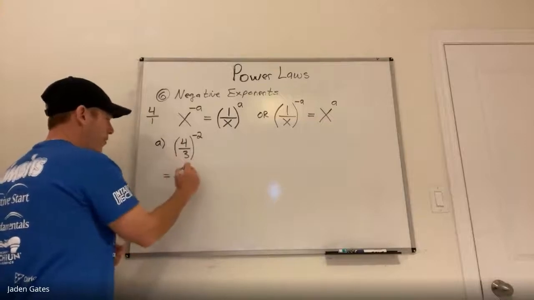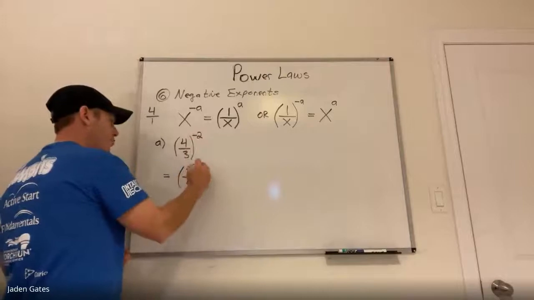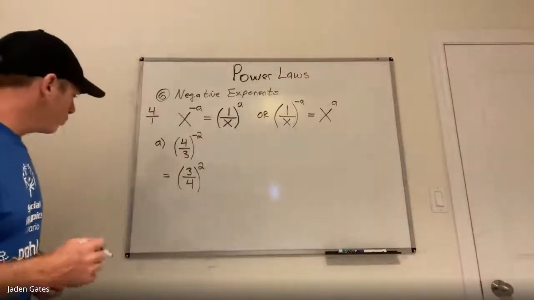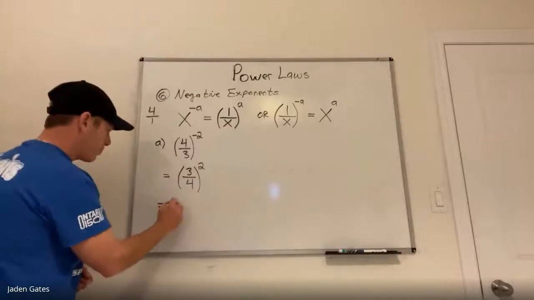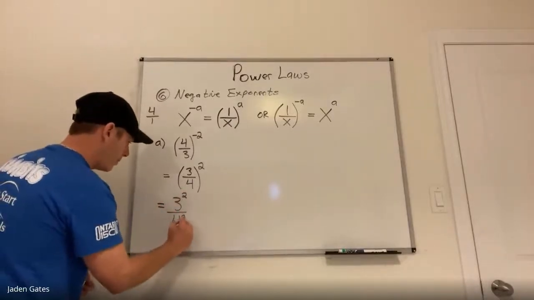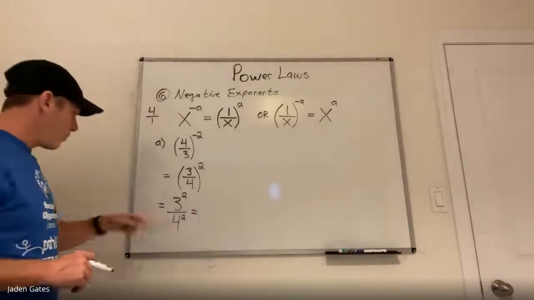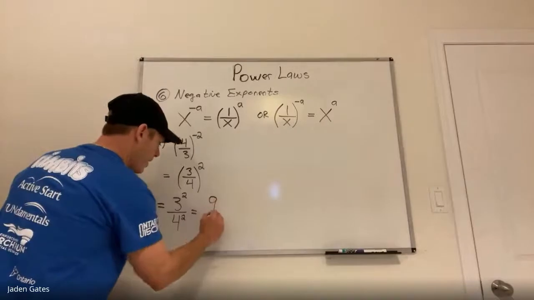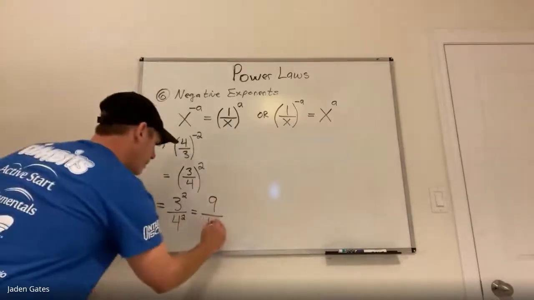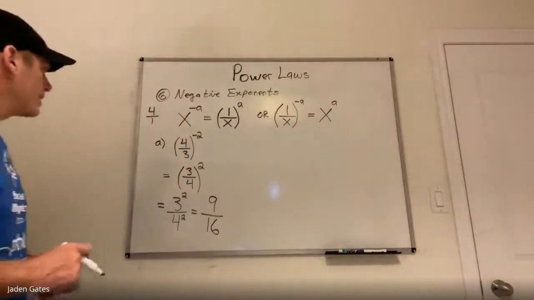So instead of 4/3, I flip my base, I got 3/4. Again, I change my exponent to a positive. All right, and again, rule number 4, applying the exponent to both the numerator and the denominator. So I have a 3 squared and a 4 squared. Well, 3 times 3 is 9, and 4 squared is 16. There we go. So we get 9/16.